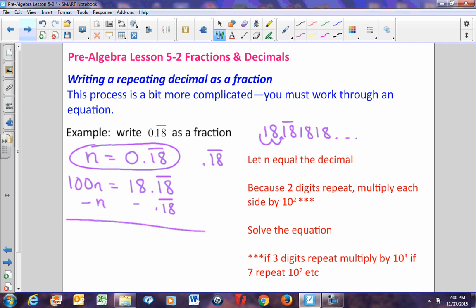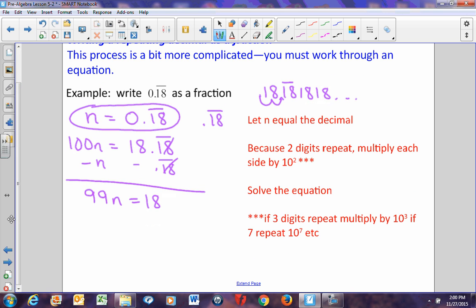So 100n minus n is 99n, because 100 minus 1 is 99. 18.18 repeating minus 0.18 repeating means the repeating part goes away, which is good because that's what I needed to happen. So I now have 99n equals 18. So now that I know that 99n equals 18, I just need to solve for n, so divide by 99. And of course, we need to reduce the fraction if possible, and in this particular case, I happen to know that both 18 and 99 are divisible by 9. So if I divide by 9, 18 divided by 9 is 2, 99 divided by 9 is 11. So 2/11 is 0.18 repeating.